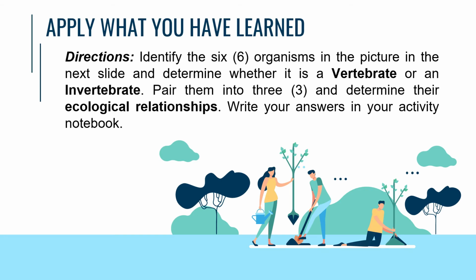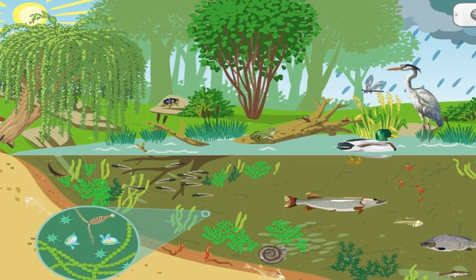After discussing to you the important details of this lesson, let us apply what you have learned. Directions: identify the 6 organisms in the picture in the next slide and determine whether it is a vertebrate or an invertebrate. Pair them into 3 and determine their ecological relationships. Write your answers in your activity notebook. And we have here the picture. You can just pause this video for a while so that you can answer this activity.